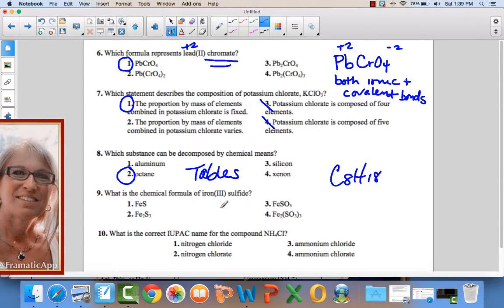Write the formula for iron 3 sulfide. They're telling us to use the +3 oxidation state. So Fe is +3, sulfur is -2. So when I drop and cross, I get Fe2S3.